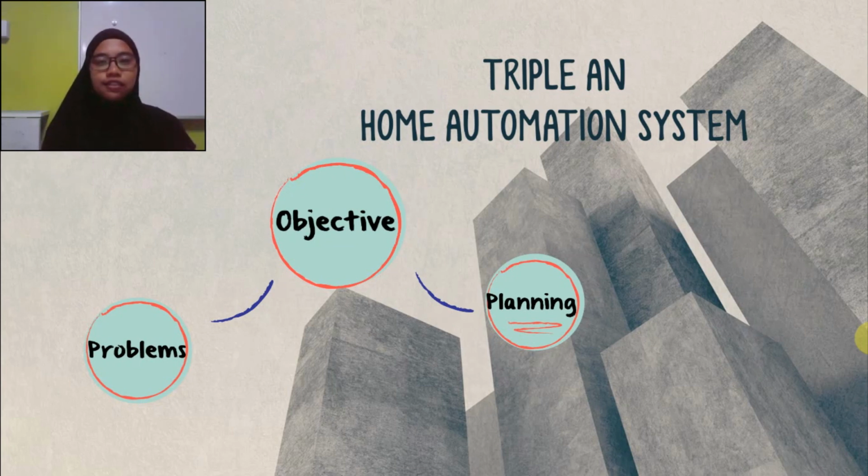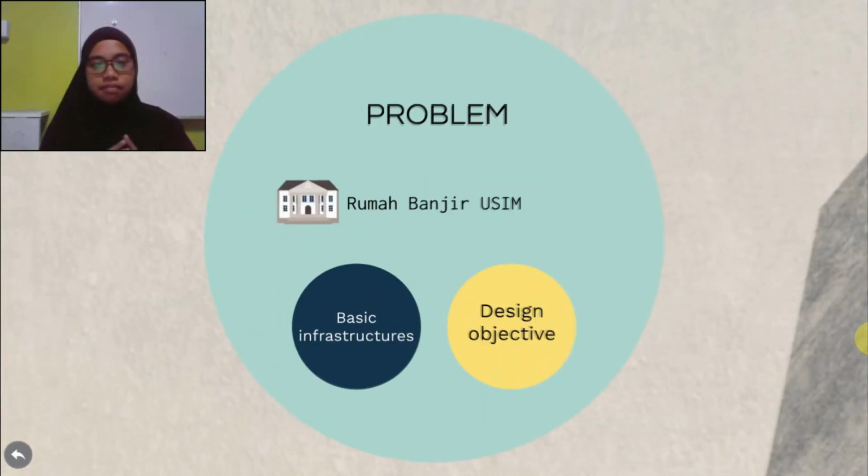Today we are given a task to present about the progress work of our project, which is Triple AN Home Automation System. We have three main points, which is problems, objective, planning. For the problems, we have two main problems, which is in basic infrastructure and the design objective.